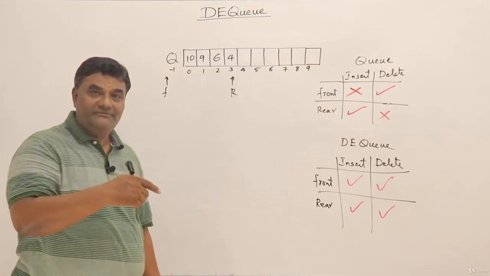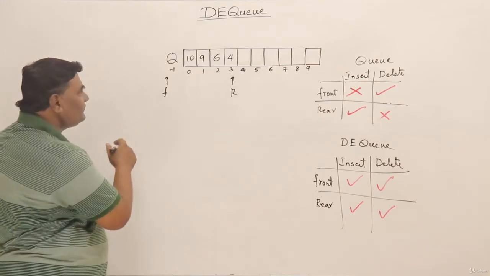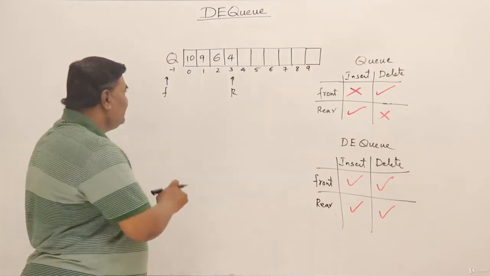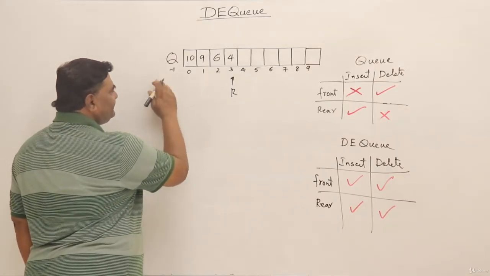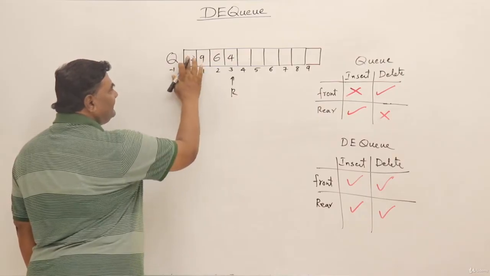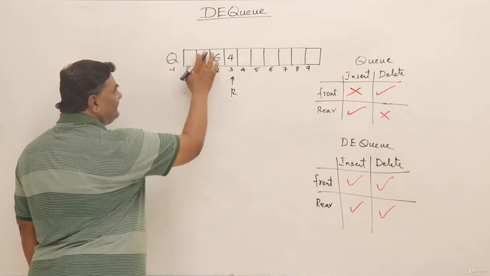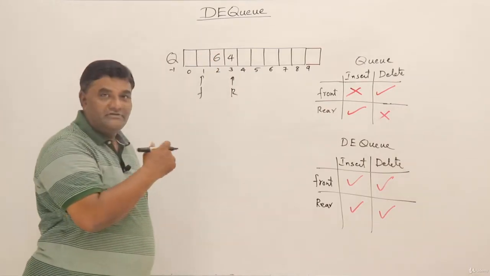Let us insert from front. There is no space here to insert, so I cannot insert from front. Can I delete? Yes, I can delete. So how to delete using front? This is the normal method, move front pointer and delete a value. Delete one more, so move front pointer and delete a value. So this is the regular method of deletion.